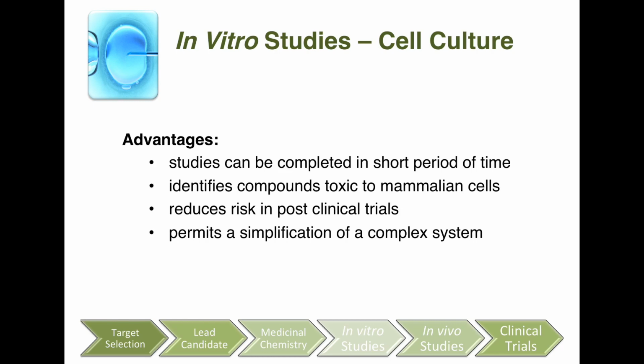Performing cell culture experiments or in vitro experiments greatly reduces the risk of clinical trials failing and of identifying toxicities much longer after a clinical trial is over. And finally, it's cheap. It's a great system in which to simplify a very complicated organism. If you can isolate the relevant cells first, we can learn a lot about what the compound is doing.